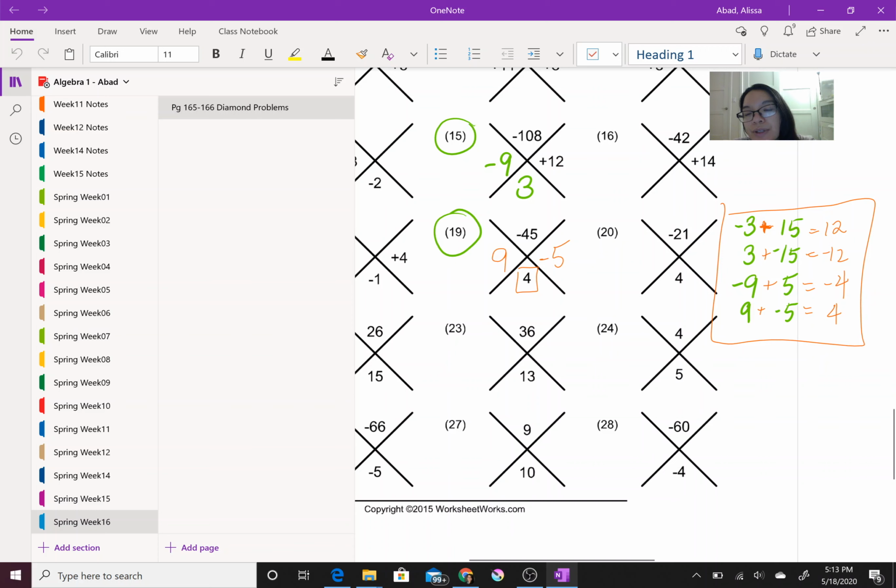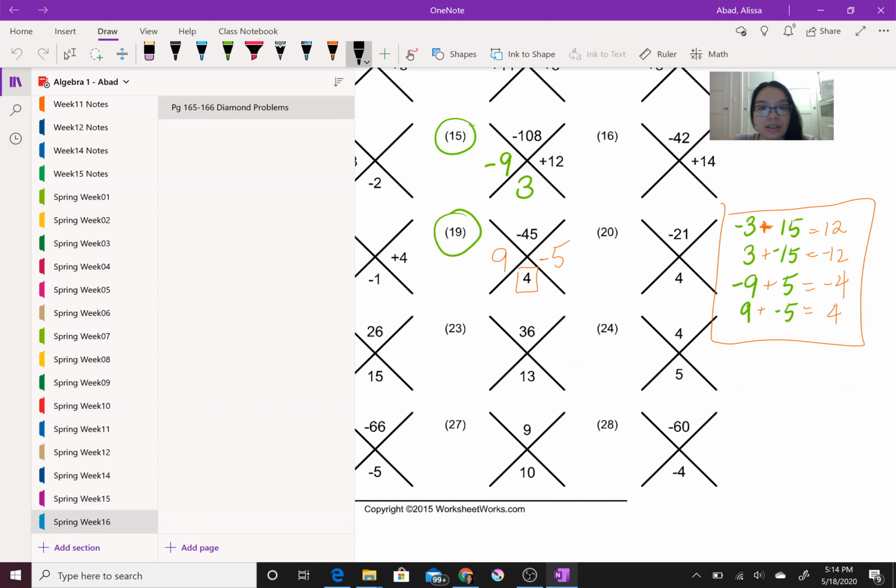For negative 21, negative 7 and 3 could make a product of negative 21. However, they don't add up to positive 4. If you do 7 times negative 3, that's going to make negative 21, and adding those together makes a positive 4. Okay, so those were some examples of diamond problems in that activity.